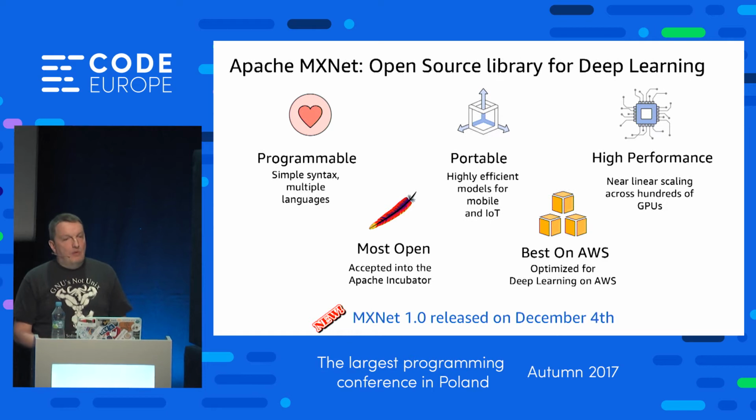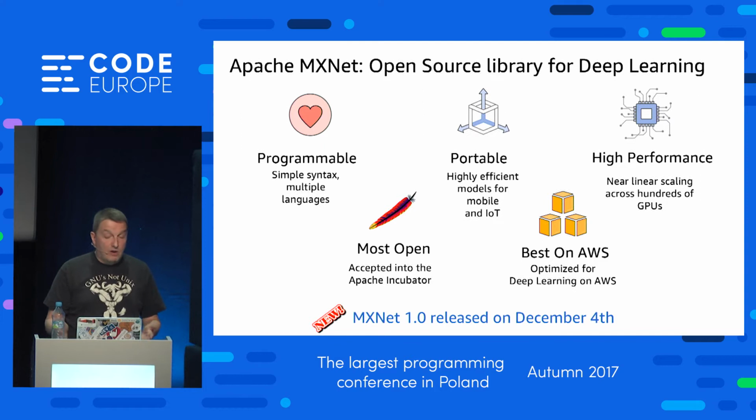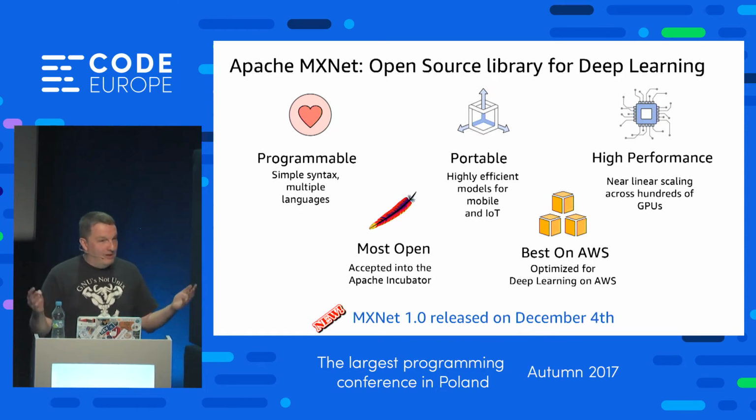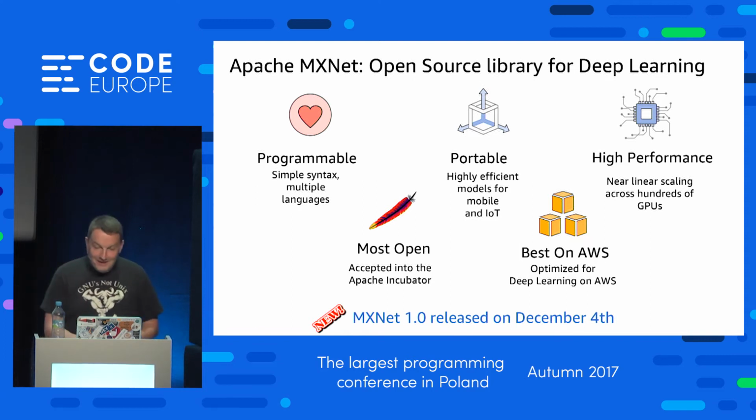And it's high performance. It's fast. It's faster than other libraries, and it scales very well. You can scale it to hundreds of GPUs almost linearly. So that's very good if you have a huge data set. And actually, it's good timing because MXNet 1.0 was just released yesterday, right? So it used to be 0.12.1, and it became 1.0. Okay, so I guess it's stable now.